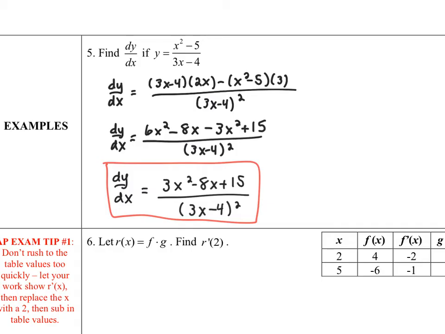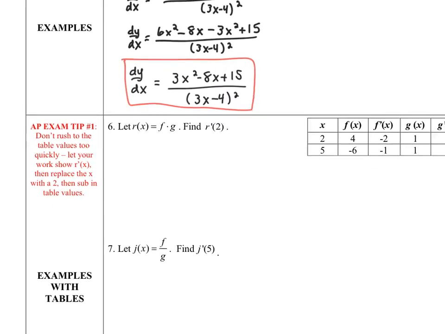As far as factoring this numerator, the only reason I'd want to factor it is to cancel a common factor in the denominator. And the only thing that would be a common factor is 3x minus 4, and I can see that's not going to be a factor up here. So even if it is factorable, I'm just not going to worry about it because I know it's not going to lead to a more simplified version of this expression.